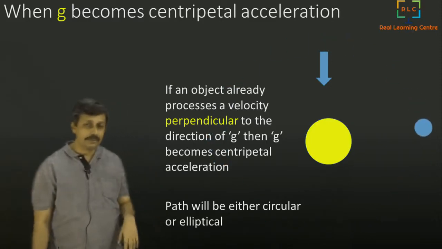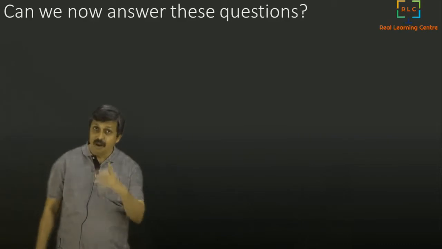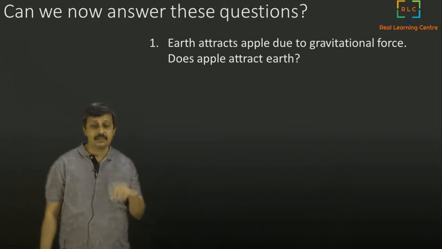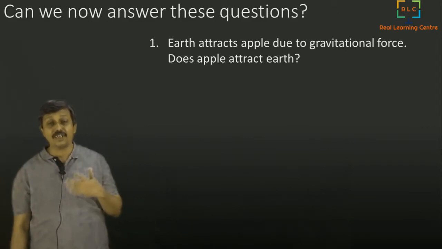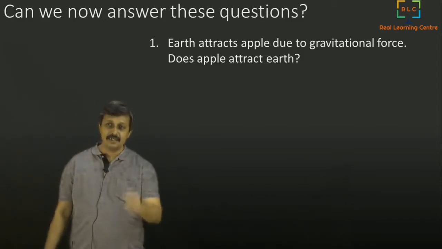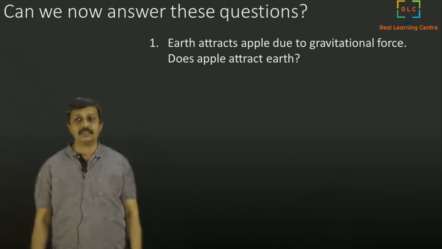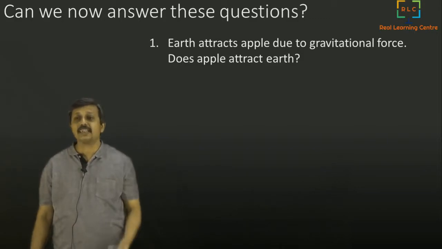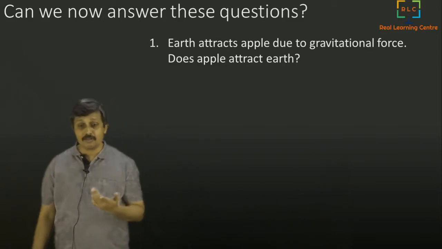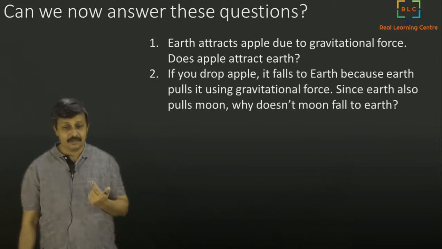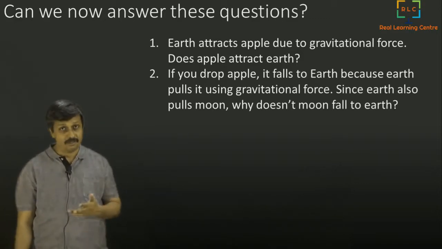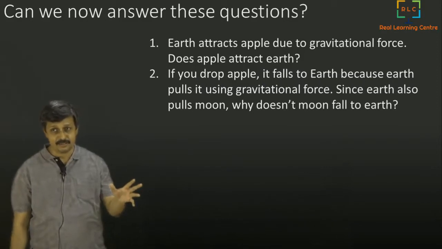Remember that. Okay. So now after having seen all these things, can we answer some questions? Earth attracts the apple due to gravitational force. Does the apple attract the Earth? Yes, with the same amount of force. It is just that its acceleration is so small that the Earth is not going to fall towards the apple. And we also figured out that if you drop an apple, it falls to earth, and why the moon doesn't fall: it goes through a centripetal acceleration.